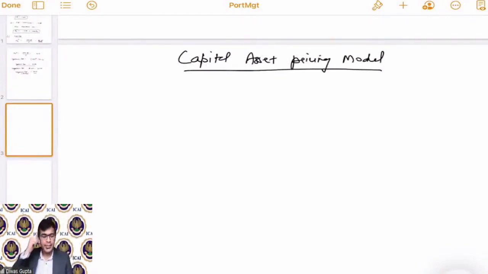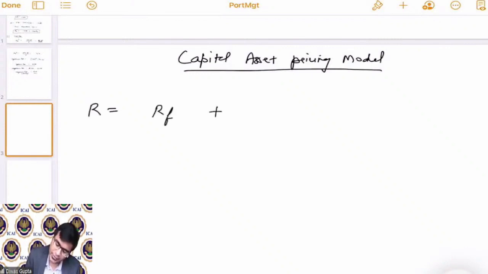Okay, now what does this capital asset pricing model theory says is that to calculate a return on security, you have to take the risk-free return because that is any which way is given to you, irrespective of any risk you take, any risk you not take, this is going to come to you.